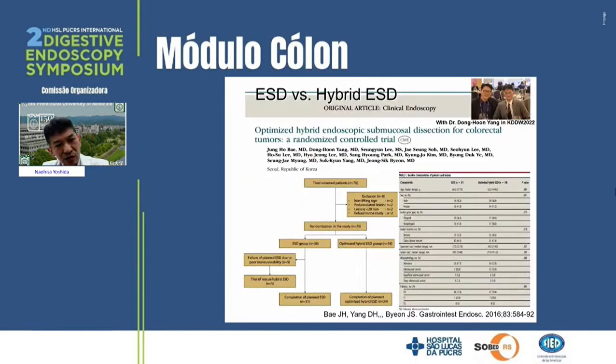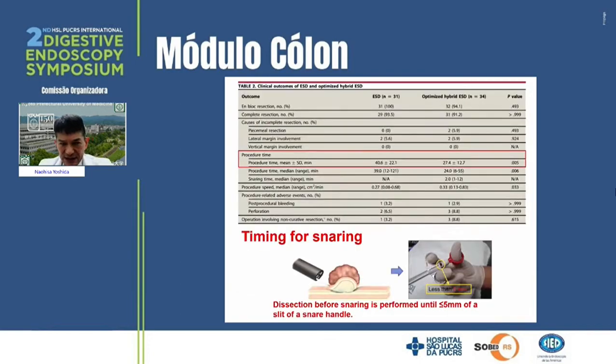And this is a nice paper from Korea comparing ESD with hybrid ESD. They analyzed 78 cases, and these cases were divided into ESD or hybrid ESD. Surprisingly, in the ESD group, they failed some cases of planned ESD, and they switched planned ESD to hybrid ESD. So sometimes hybrid ESD is performed as a rescue of ESD. Please remember that. And this is a result of the study. As you can see, ESD's procedure time is significantly longer than that of hybrid ESD. So it means the procedure time of hybrid ESD is shorter than regular ESD.